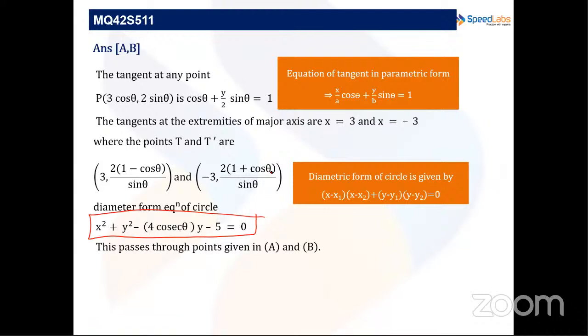Or you can find the equation like this also: you have the endpoints (x1, y1) and (x2, y2). So the center will be ((x1 plus x2)/2, (y1 plus y2)/2). So you can find the coordinates of the center of the circle, and you can even calculate the radius by the distance formula. This is the second method, and this is our method 1. So you have both the methods.